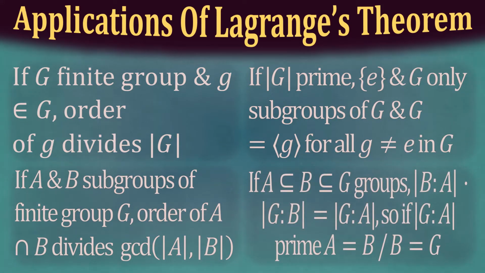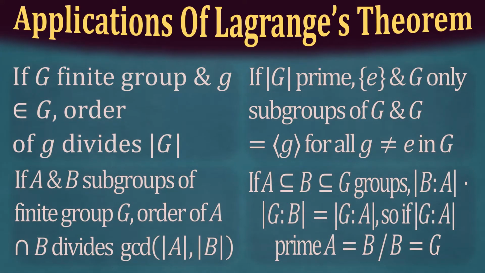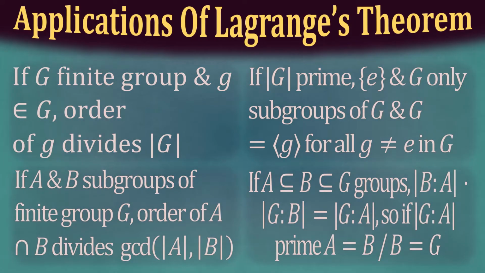Yet another application is that if A is a subset of B, which is in turn a subset of G, and they're all groups, then the index [B:A] times the index [G:B] is equal to the index [G:A]. So if the index [G:A] is prime, then A equals B, or B equals G. Next, let's discuss quotient groups.